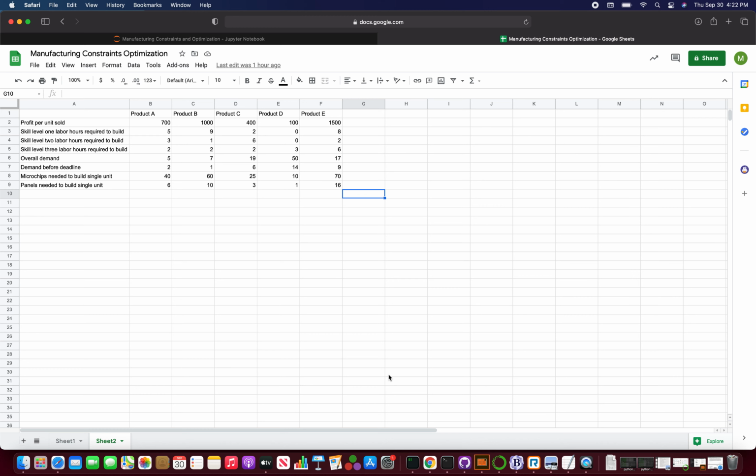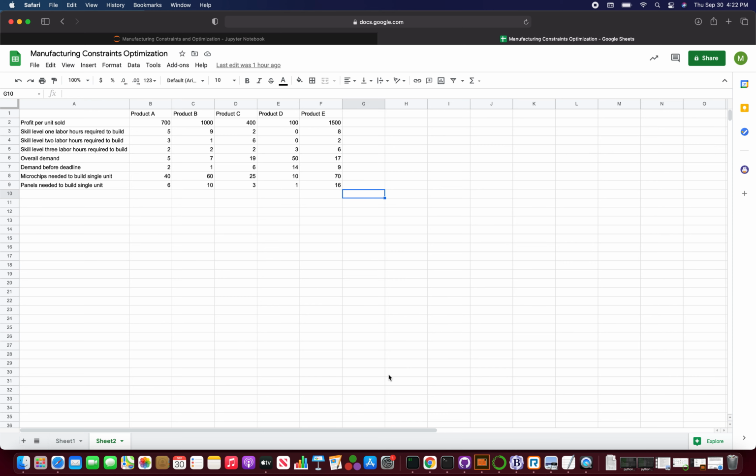Hello everyone. Today I'll be going through a manufacturing optimization problem that has a couple of different types of constraints. We'll be looking at a scenario where there are five potential products to be built, and we have a hypothetical deadline of 1 week from now. A couple of things here.